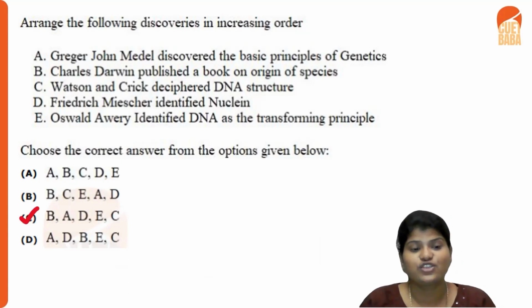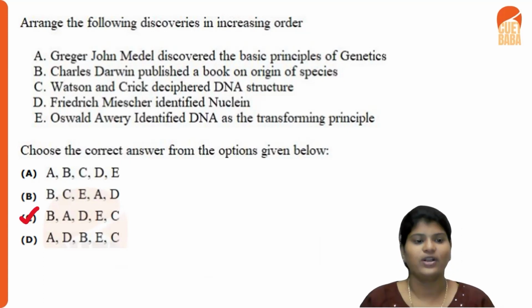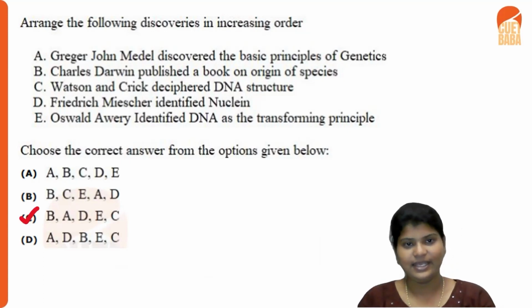And the next one is Mendel, the principle of genetics. And the next thing is Miescher, who identified nuclein. After nuclein, it is Oswald Avery, the transforming principle. And the last one is Watson and Crick, DNA. So option C will be the correct answer. The order is B, A, D, E, and C.